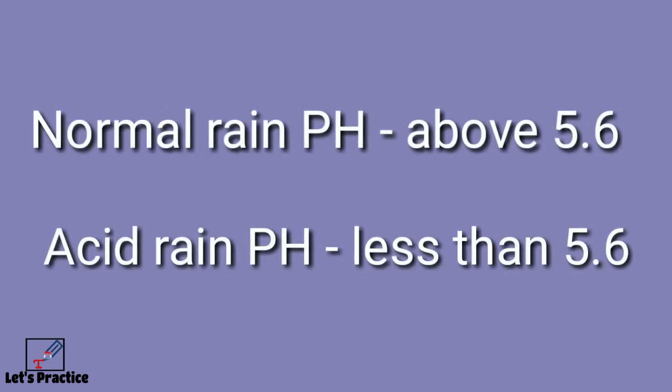Normal rain has a pH of above 5.6. It is slightly acidic because carbon dioxide, CO2, dissolves into it, forming weak carbonic acid. Acid rain usually has a pH of less than 5.6. Let's see the next question.